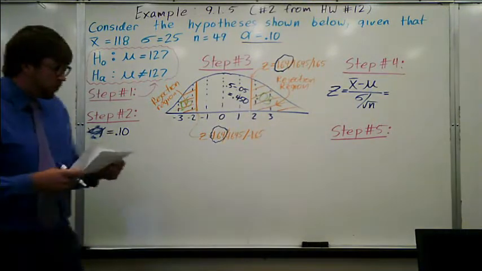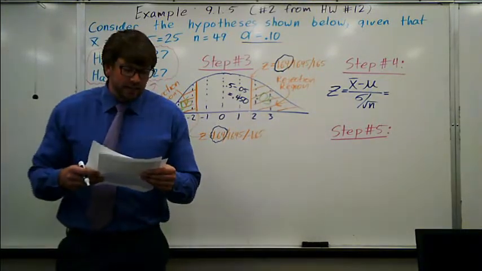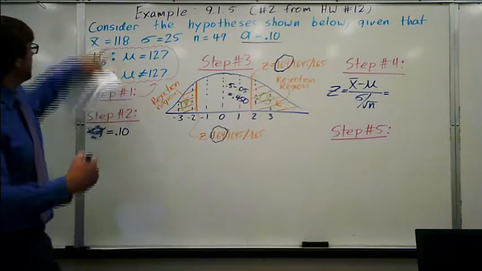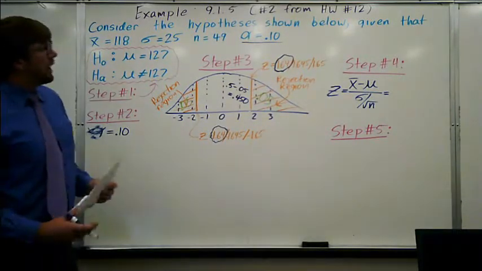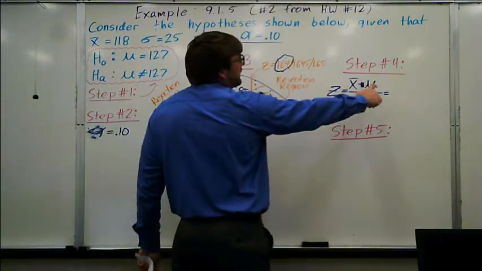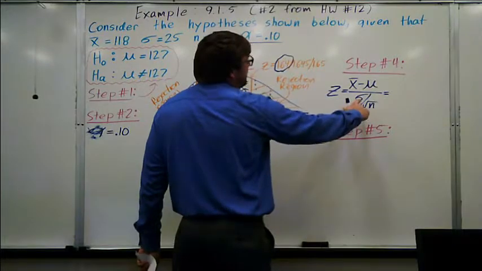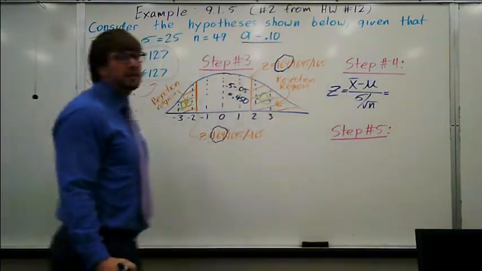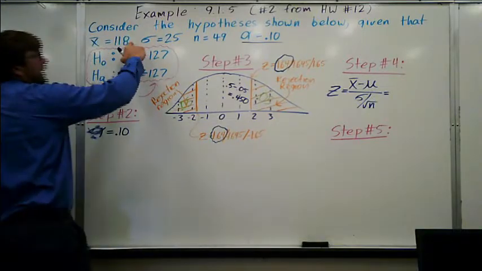Step number 4 is calculate the z-value of your test statistic. And of course, that's just based on your sample data. Your z-value, as you know, is just your sample mean minus the population mean divided by the population standard deviation over the square root of the sample size. Of course, our sample mean was 118.